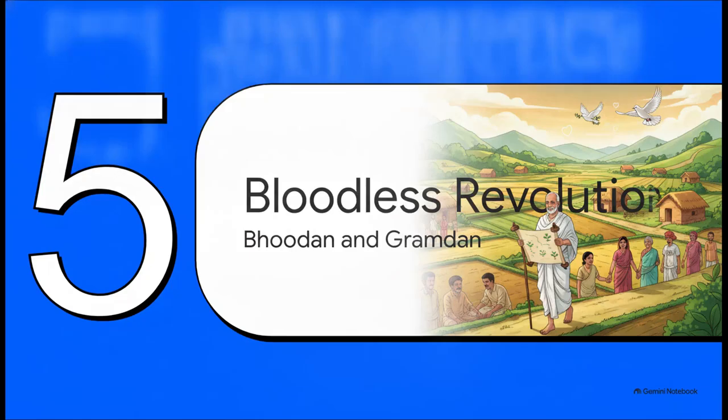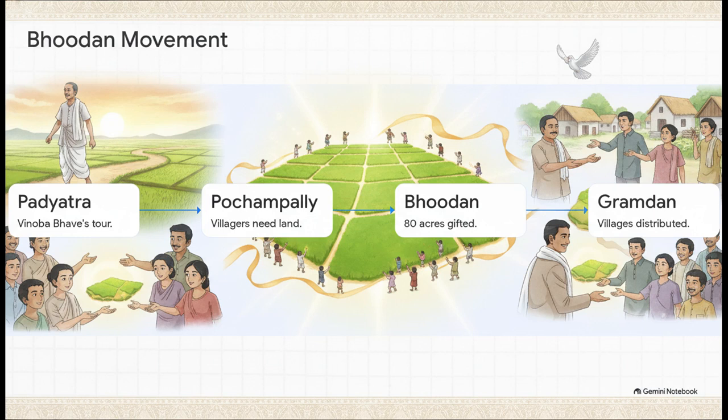Section 5, the Bloodless Revolution Movement, and the incredible power of Bhoodan and Gramdan. You guys, this sequence of events is just incredible. It begins with Vinoba Bhave setting out on a walking tour, a padyatra, across the country. During this tour, in a village called Pochampally in Telangana, desperate landless villagers pleaded with him for land just so they could survive. And then, just imagine the historic impact of one man's generosity.